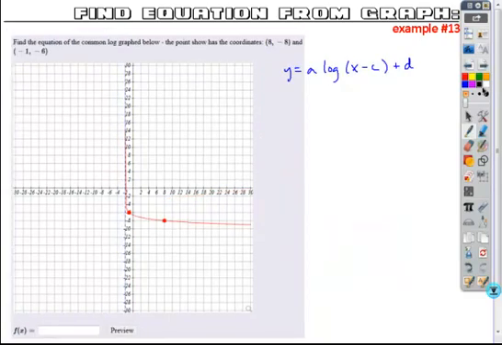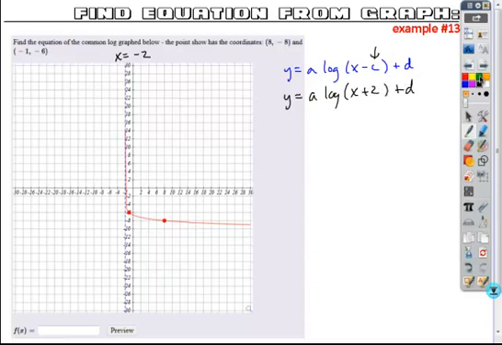Look at this progression of how you can develop your answer. The first thing we're going to do is apply our vertical asymptote, which is at x equals what? -2. So that's what plugs into the c value. So we get a times log of x minus -2, plus d. So there's the first progression.